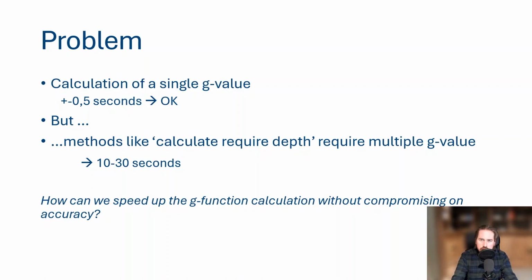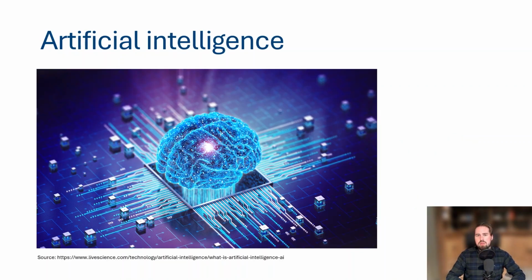Because we want you to design with confidence, so accuracy is actually key. It's a cornerstone of our software. So how can we speed this up without compromising on exactly that? And that's where artificial intelligence comes into view.